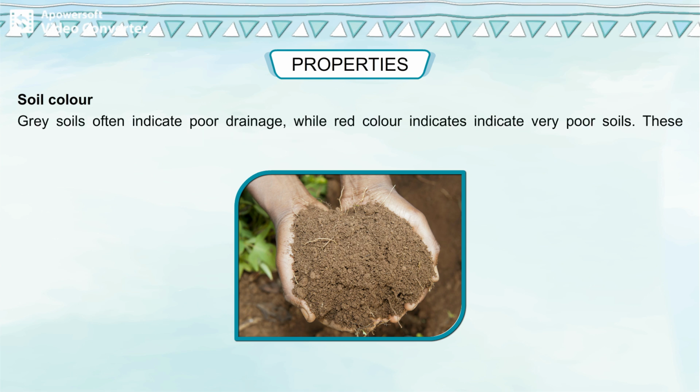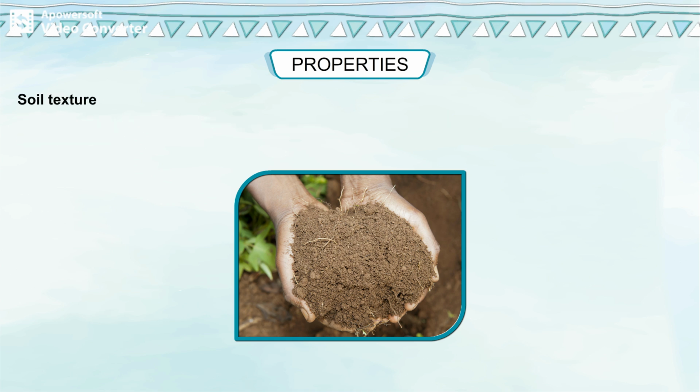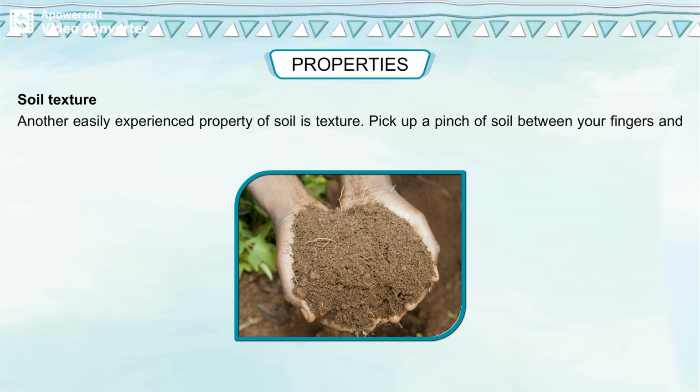Grey soils often indicate poor drainage, while red color indicates very poor soils. These general rules about soil colors can, however, be misleading. Under certain conditions, a very poor soil can appear as dark black, while a rich, healthy soil can appear as red.